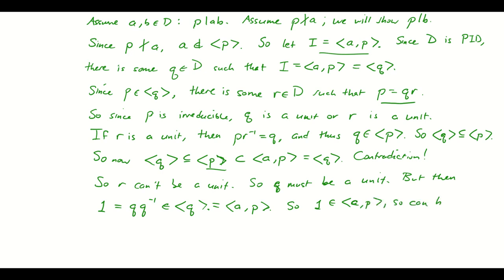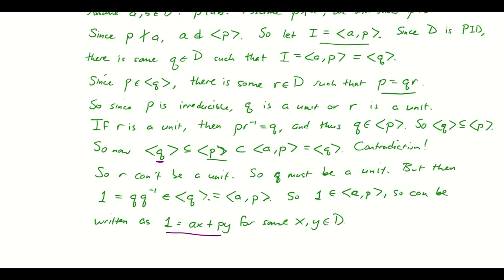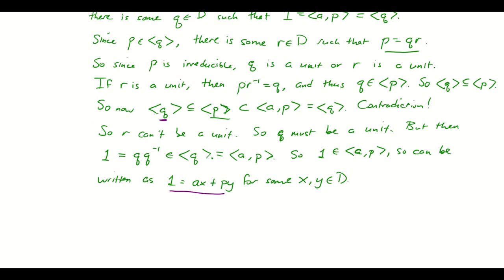And that means that 1 can be written as 1 equals AX plus PY for some X and Y belonging to D. That's the Bezout's identity part of the proof there. So we got there by showing that this Q, which again functions as the GCD of A and P, is basically 1. If it's not 1, it's a unit, which is sort of like being 1 anyway. So that means 1 is a D combination of A and P. And now we're going to do the same thing that we do in the number theory proof. So back to the number theory proof.